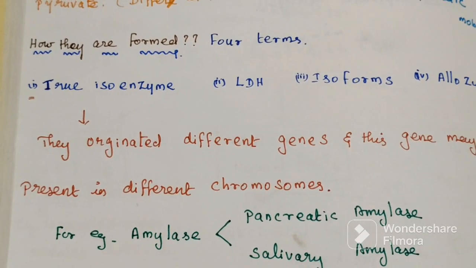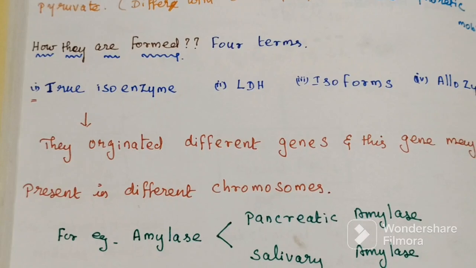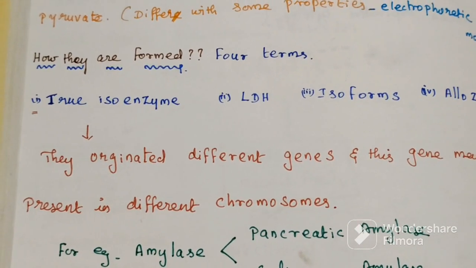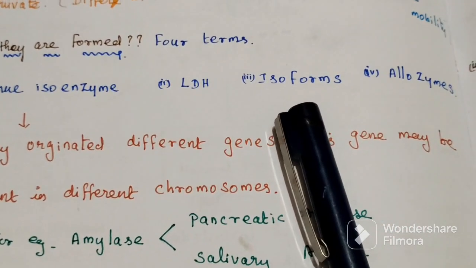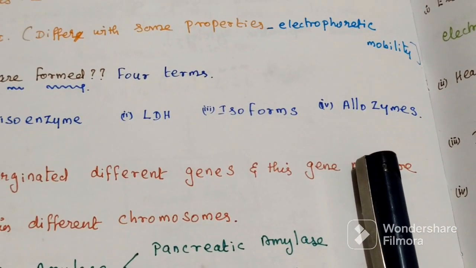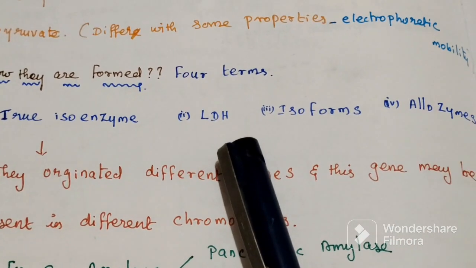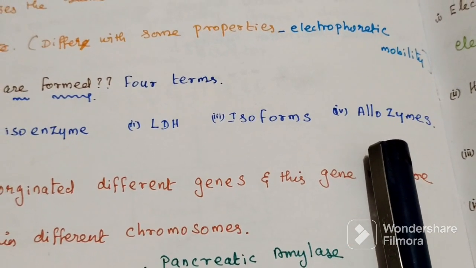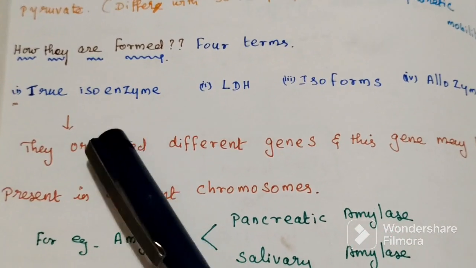Now coming to how they are formed. There are 4 terms which are important. One is true isoenzyme, second one is lactate dehydrogenase, third one is isoforms, fourth one is allozymes. First one is true isoenzyme.